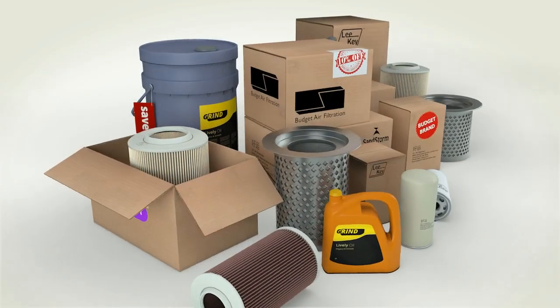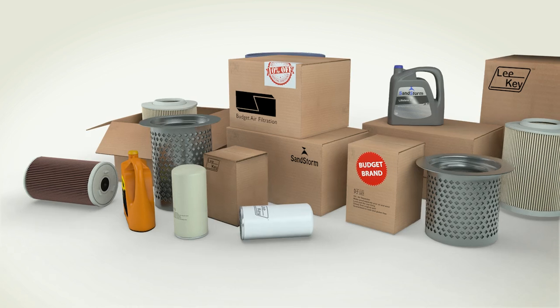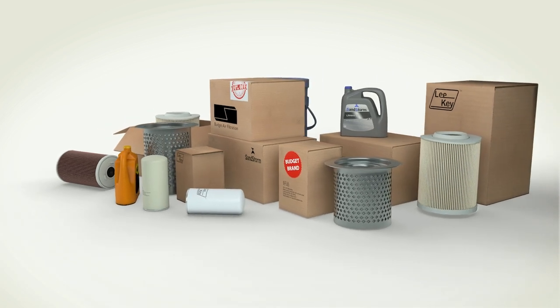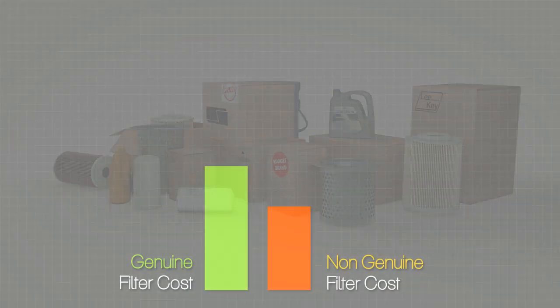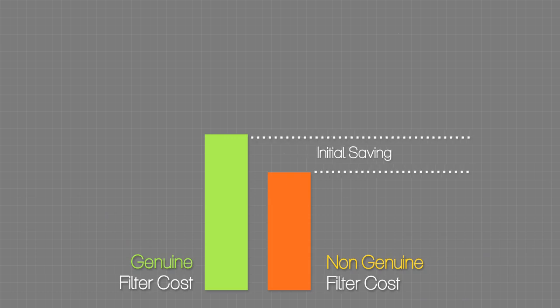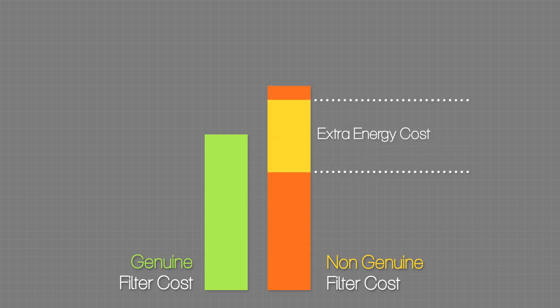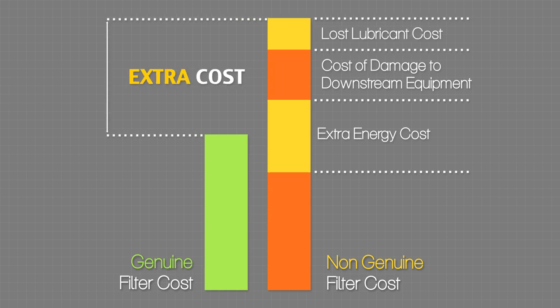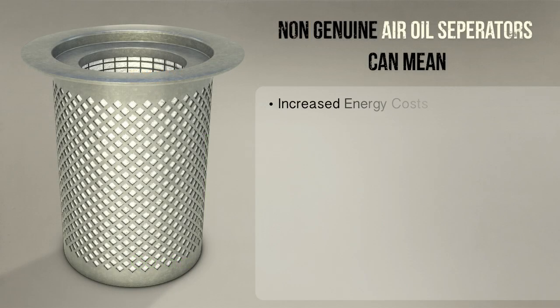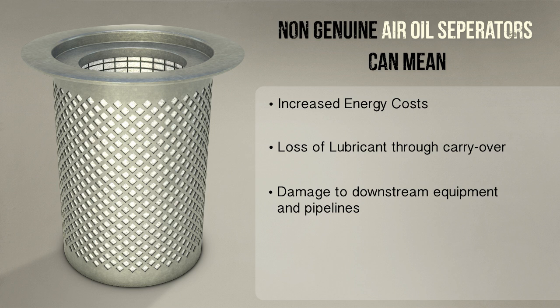Cheaper, non-genuine parts can sometimes seem like a cost saving, but they rarely amount to a false economy. Any small saving made with the initial purchase price can be cancelled out very quickly, and then ends up costing more over the component's life with increased energy costs, loss of lubricant through carryover, damage to downstream equipment and pipelines, a potential fire risk, and not forgetting that using non-genuine components voids your warranty.